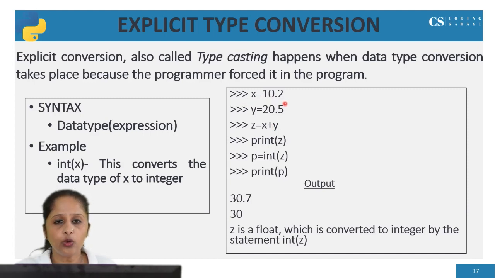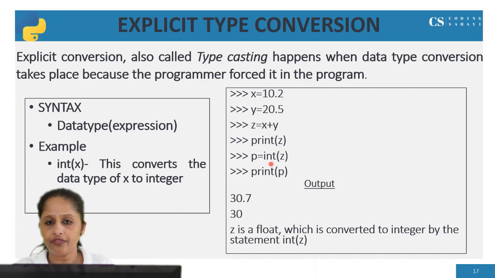Here x is equal to 10.2 I am writing, y is equal to 20.5. So these two are floating type values. Then we are adding, z is equal to x plus y. Obviously it is a floating type value answer, right? 10.2 plus 20.5, you will get the answer 30.7. So z is float actually. Here if you print z, it will print the value 30.7.